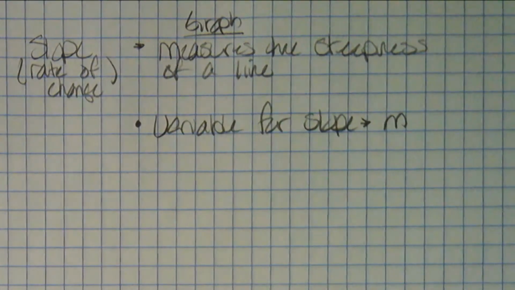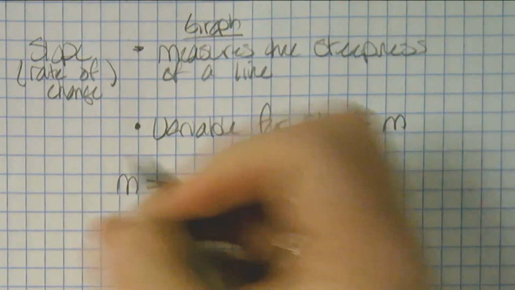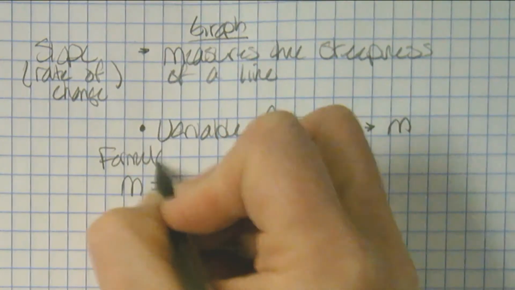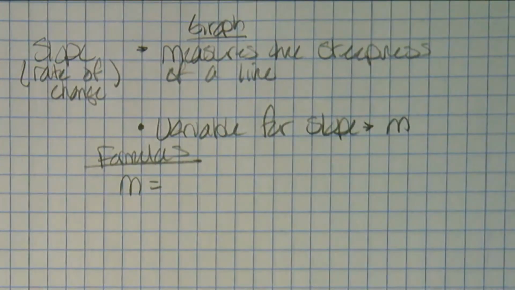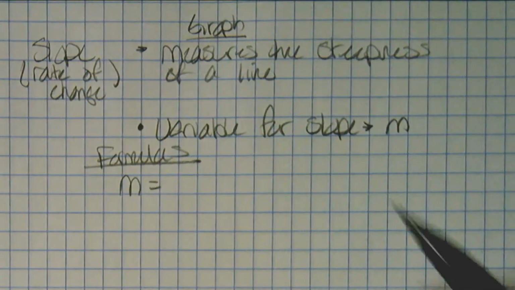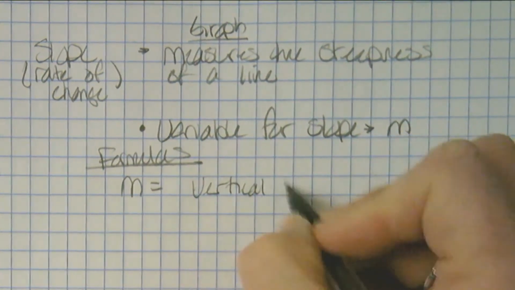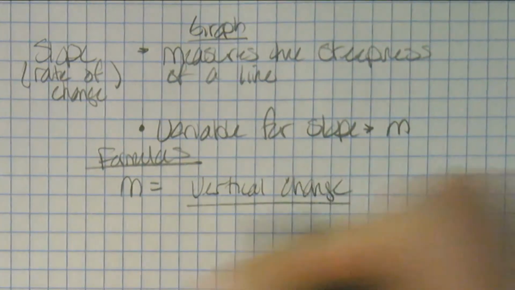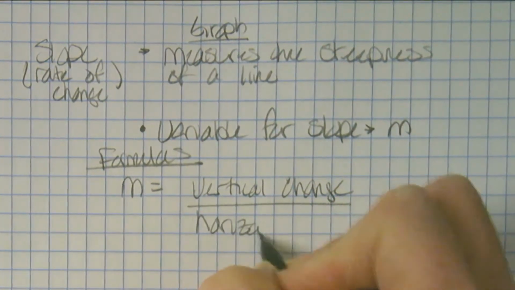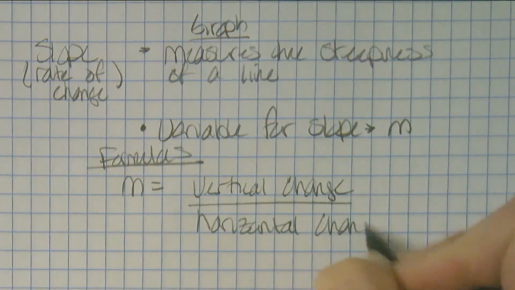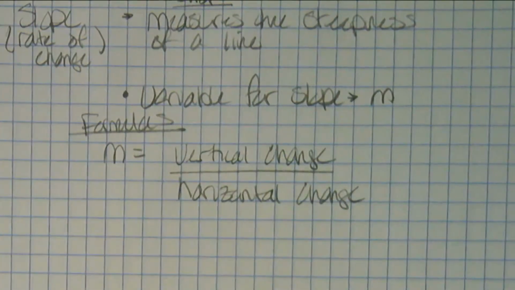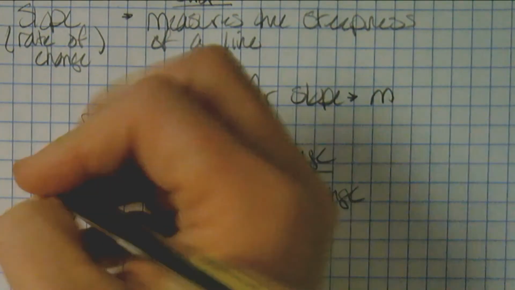All right. So rate of change, or slope as we're now going to be referring to it, is an m for its variable. So let's look at our formulas. They're not different than the formulas for rate of change. So slope is your vertical change over your horizontal change. This is when we have a graph.